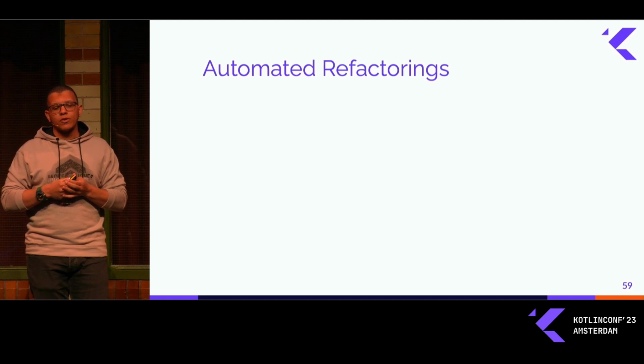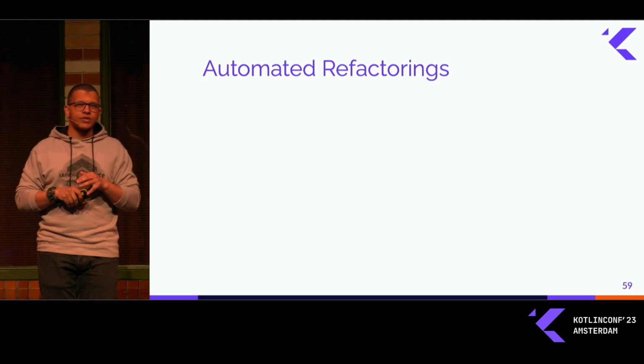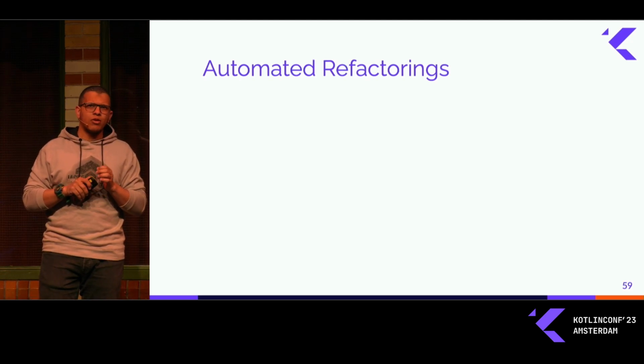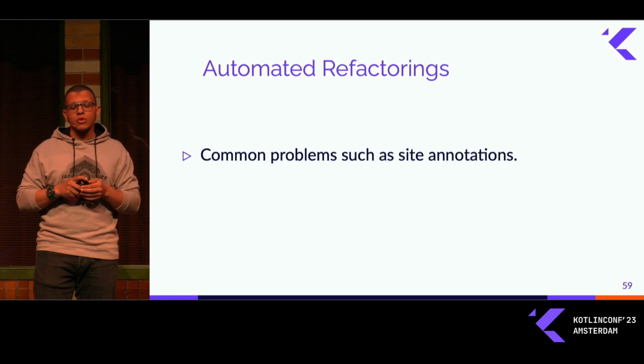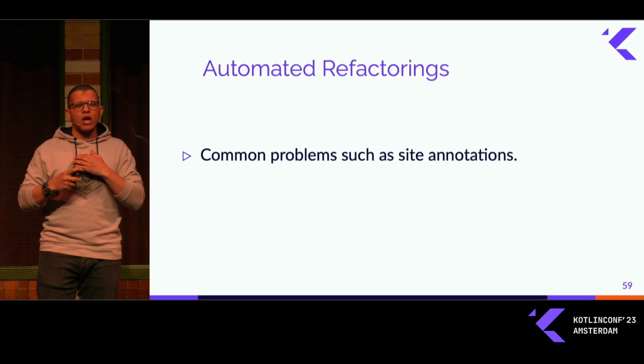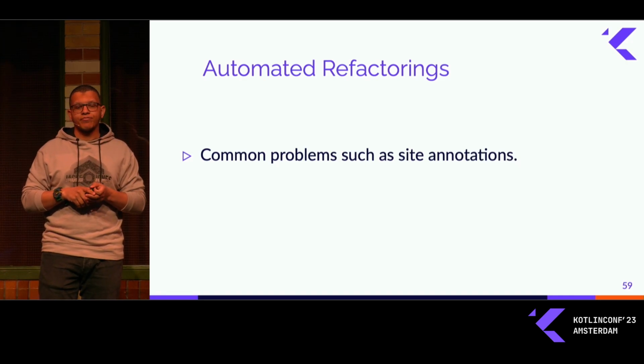And for automated refactoring, this is a good concept I saw from the engineers in their blog about converting 0 to 10 million lines of code, right? So sometimes we do have common problems in our code base, in our Java code base. For example, the use-site annotation.